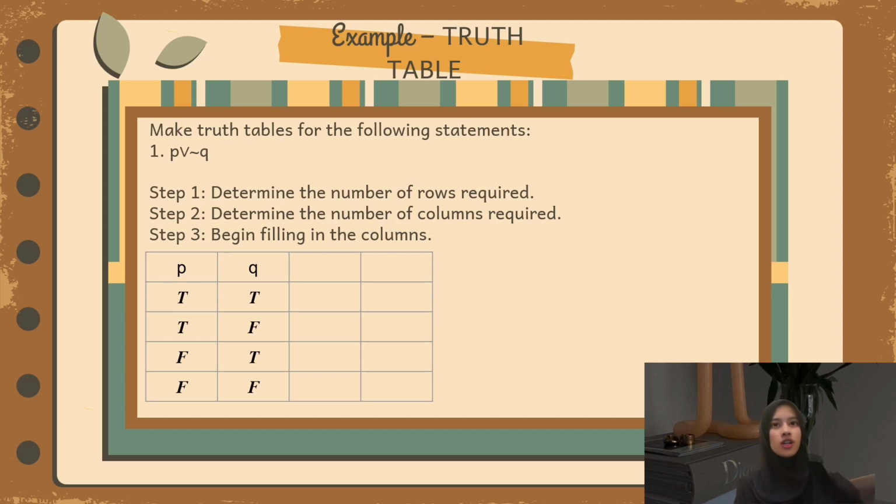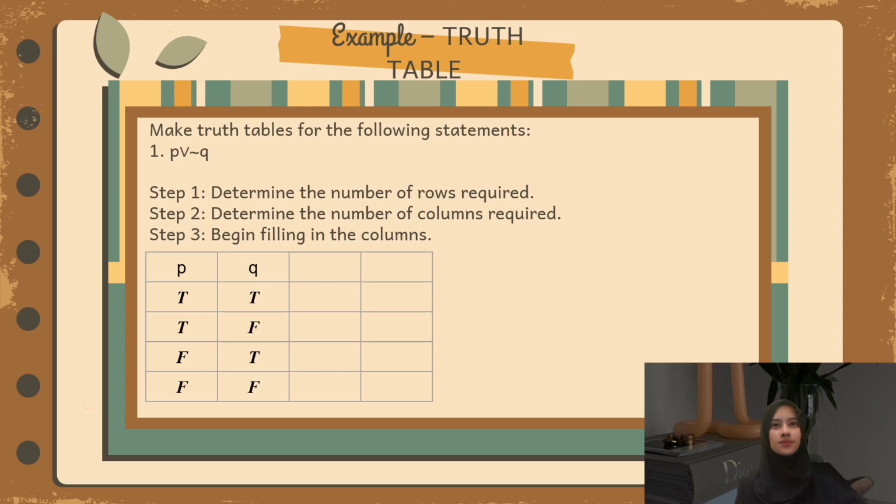The next step is to begin filling in the columns. The first 2 columns represent the basic variables P and Q. We label them accordingly and fill them in such a way that each row takes into account a different combination of truth values for these basic variables. The configuration shown below is standard.